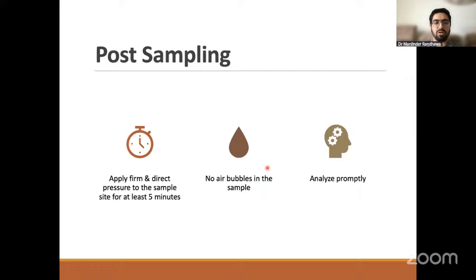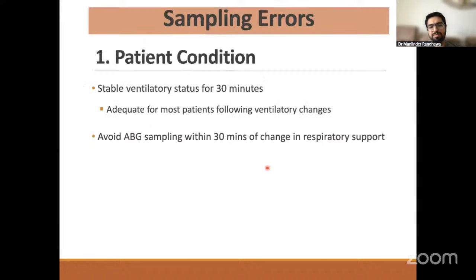After the sampling, you should apply firm and direct pressure to the sample site for at least 5 minutes. There should be no air bubbles in the sample, and you should analyze the sample promptly. After this, we'll see one by one what problems can occur if we sample the patient wrongly.